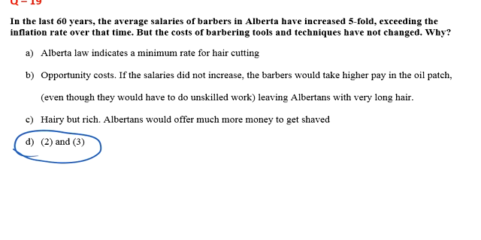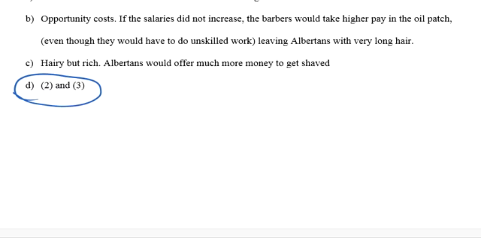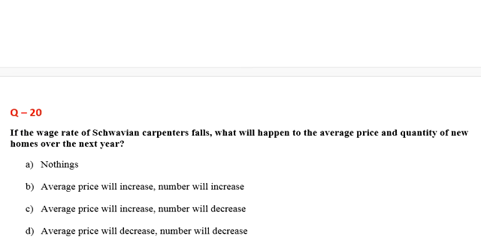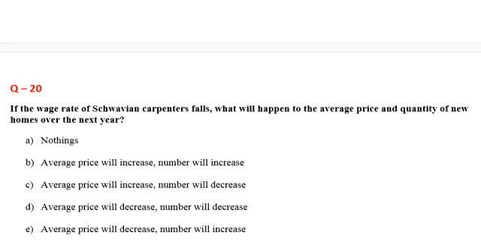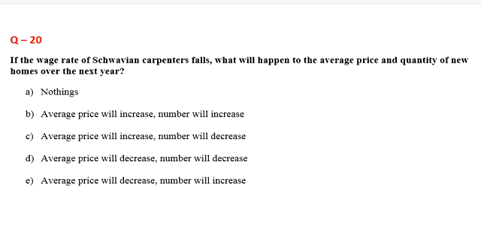Okay, question number 20, the last one. If the wage of carpenters falls, what will happen to the average price and the quantity of new homes over the next year? So the carpenters' wage falls, the average price will decrease and the number will increase. So number E.